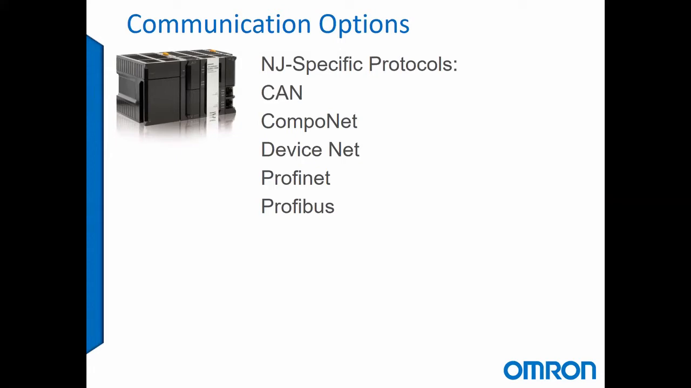So that means we can use all of these legacy protocol cards still if we want to, and they are specific to the NJ. We don't see them a whole lot. I think I've had a CAN bus application fall in my lap once in my entire time at Omron.